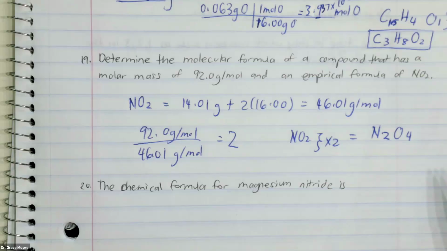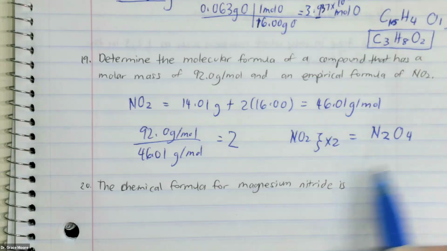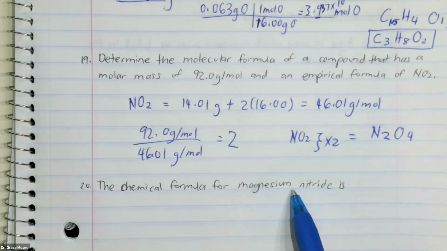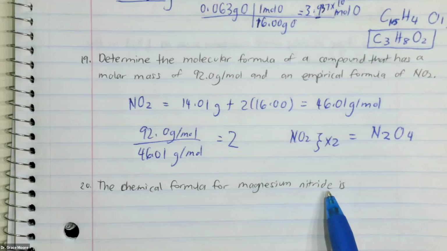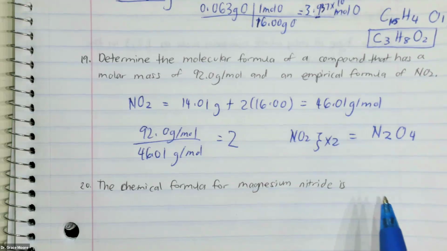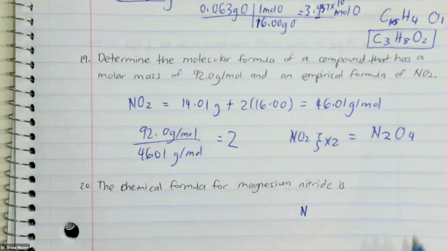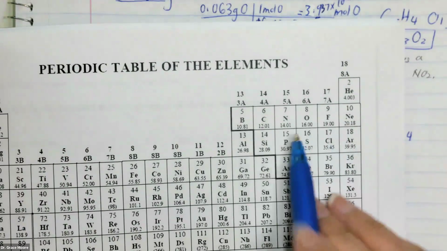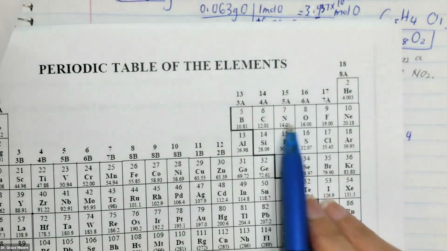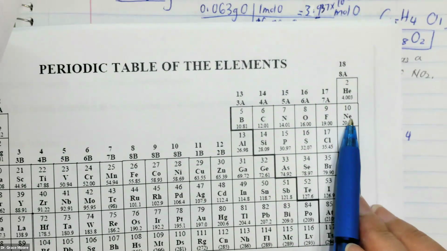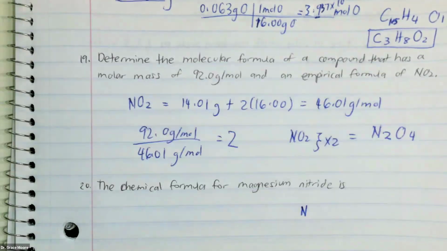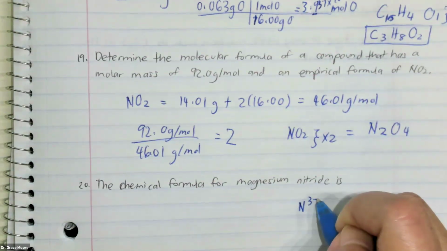The chemical formula for magnesium nitride is... so this is a naming question. Magnesium doesn't need a Roman numeral because it's on the fixed charge list. Nitride, I-D-E, means it's a normal non-polyatomic ion, so just a monoatomic ion from nitrogen. And nitrogen is in group 5 right here. And how many away from perfection is it? It's 1, 2, 3 away from perfection. So if N had a charge, it would be 3 negative.